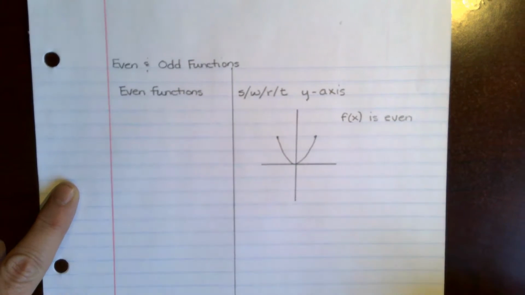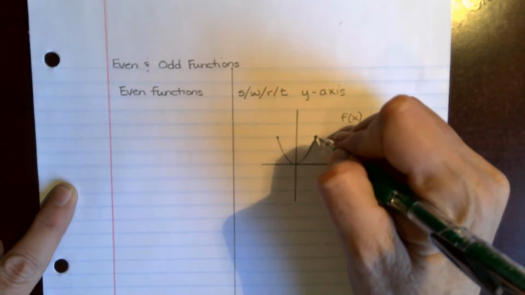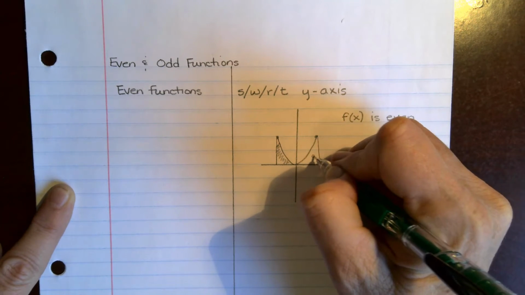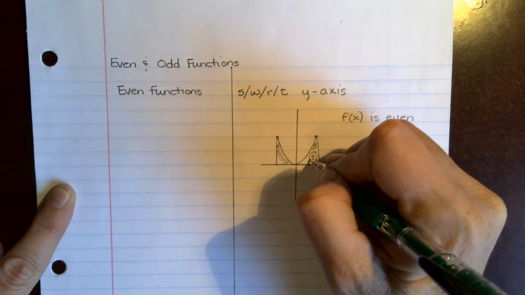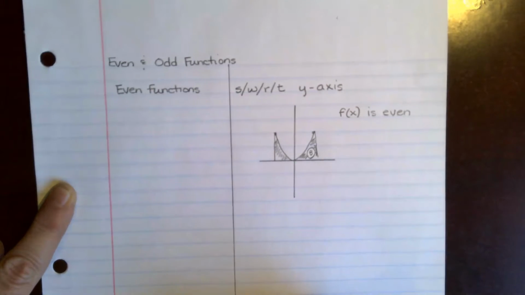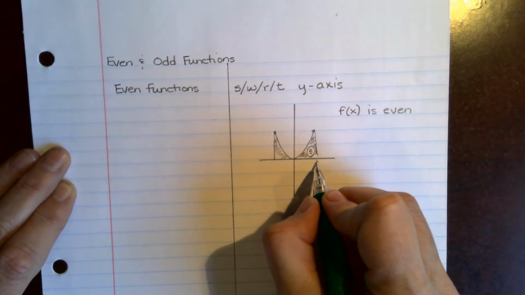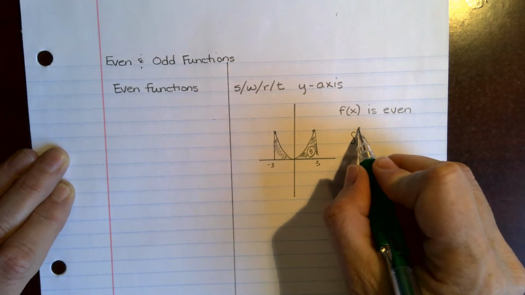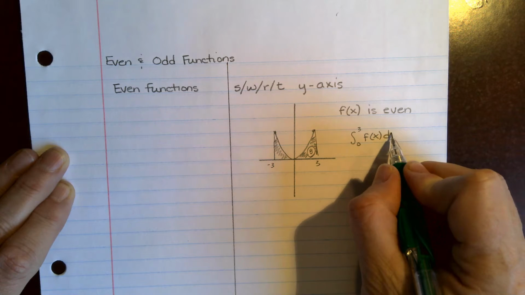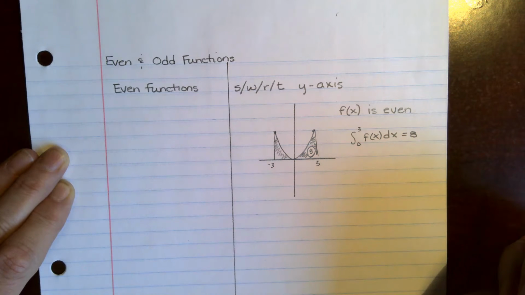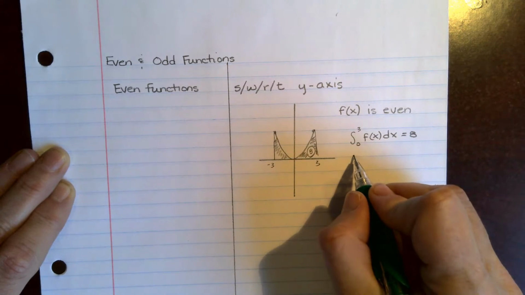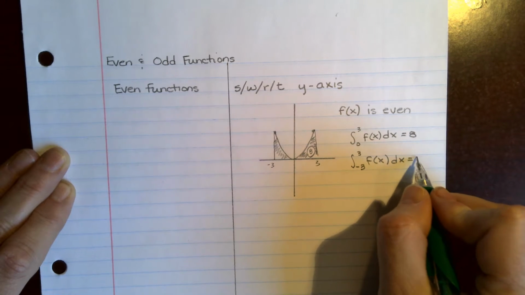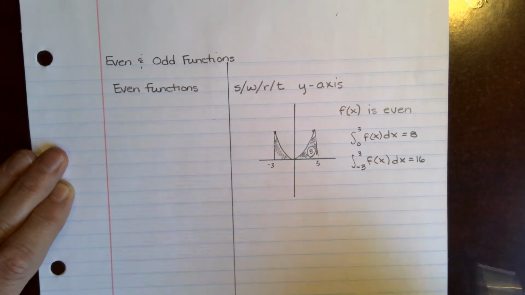So let's say I have some function like this, and it's even, and I'm trying to find the area underneath the curve. Okay, and just for the heck of it, let's say that this area, just on this right side, is 8. Okay, and let's say that this is 3 and this is -3. Okay, so we know that from 0 to 3 of f of x dx is 8. Okay, if the function is even, then we automatically know that from -3 to 3, it's going to be 16. Okay, so just keep that in mind.